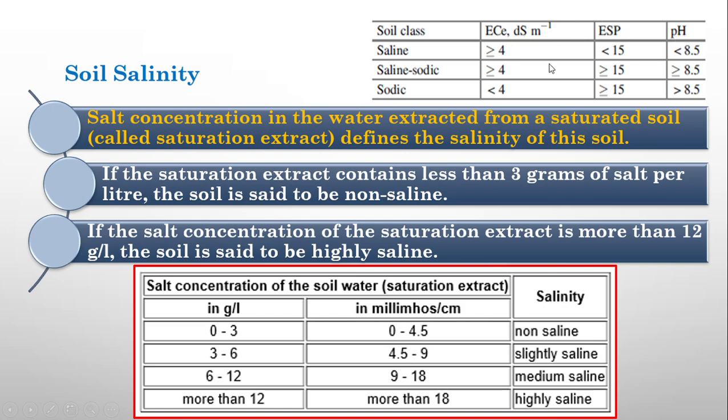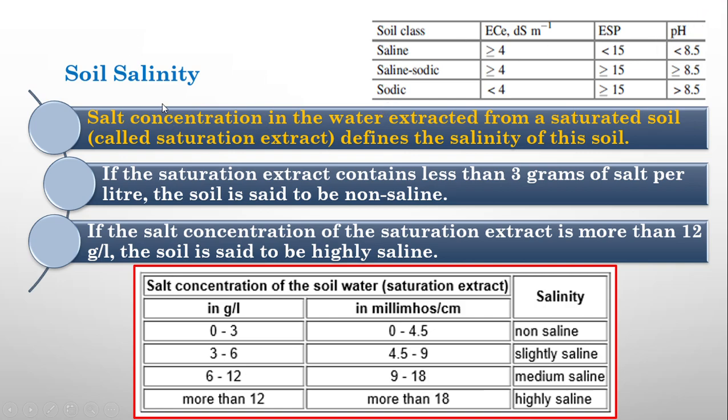According to these three parameters, the soil is classified into three: saline, saline-sodic and sodic. When EC is greater than or equal to 4, exchangeable sodium percentage is less than 15 and pH less than 8.5, it is known as saline soil. When EC is greater than or equal to 4 and ESP is greater than or equal to 15 and pH is greater than or equal to 8.5, then it is known as saline-sodic. And when EC is less than 4 and ESP is greater than or equal to 15 and pH is greater than 8.5, then that kind of soil is known as sodic soil.